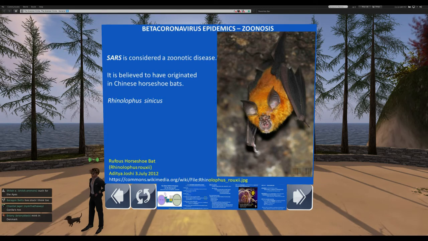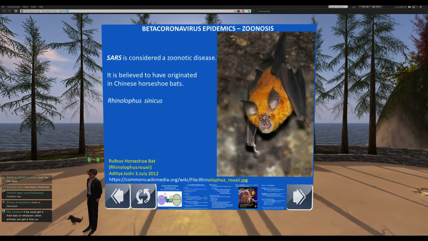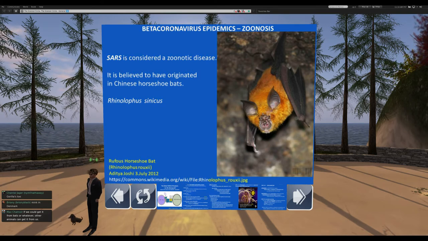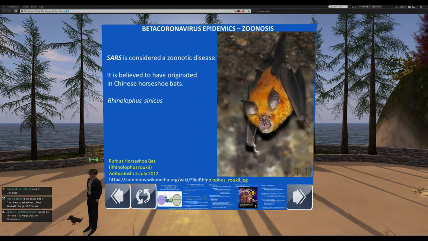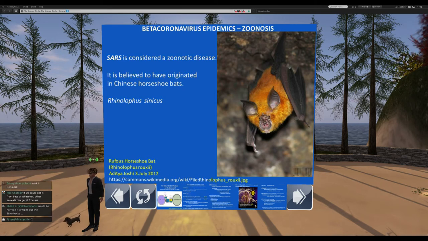It's probably going to be around forever. We need to have cooperation on a global scale, like a global immunological task force, so that we can have a heads up of potential viral infections and ways of dealing with them before they wipe us out.